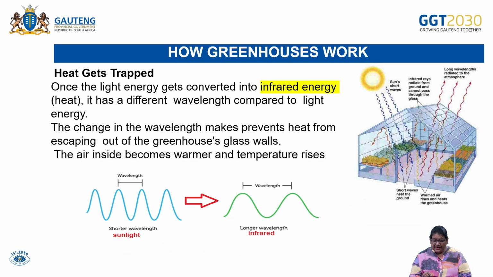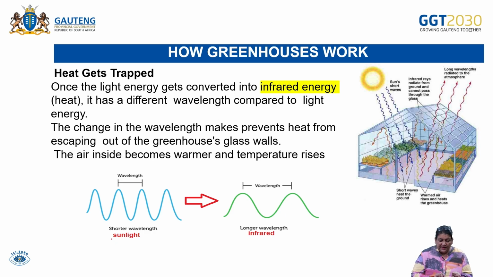So now the same diagram here, you can see here's the sun rays, and you can see these wavy lines indicate the wavelengths of light. Okay. And here you can see now the sun's short waves of light, and the infrared rays radiate from the ground and cannot pass through the glass. So the heat waves cannot pass through the glass. So the long wavelengths radiate to the atmosphere. So the longer wavelengths go back to the atmosphere, and the shorter wavelengths of heat stay within the greenhouse.